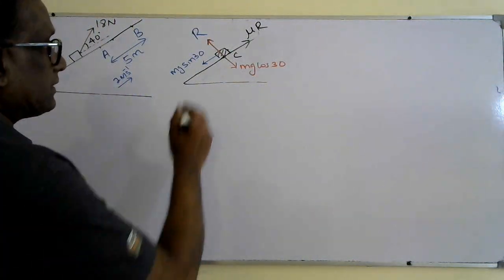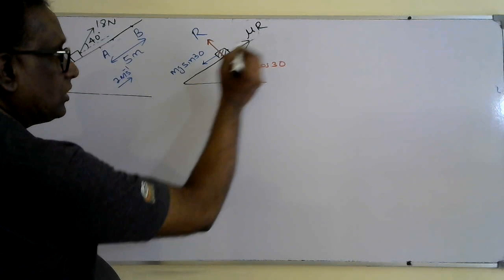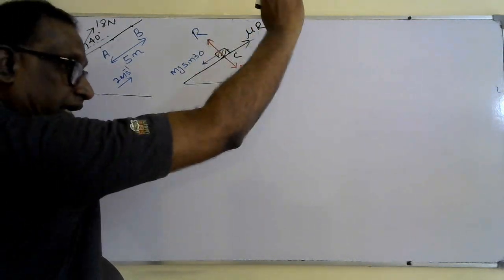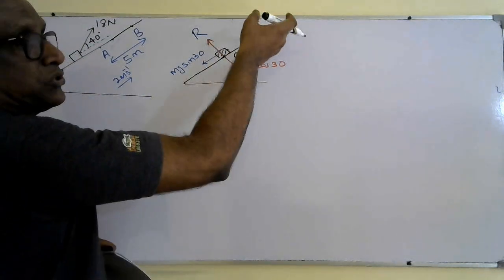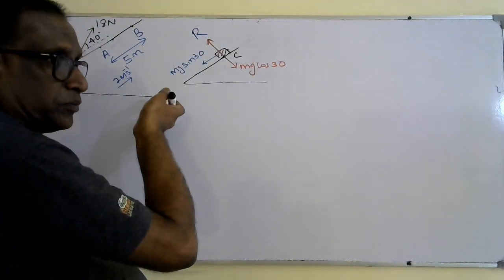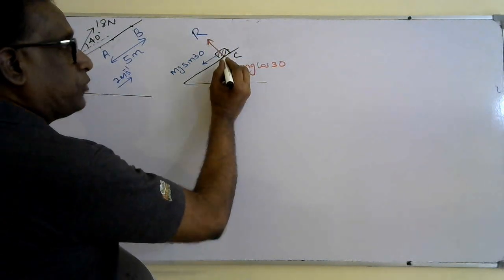Because why does it decelerate? The component of the weight is acting down. During that motion, yes, it's moving up, so the friction will also act in the downward direction. Until it comes to rest, the friction will act along the slope down. Now it has come to rest at point C.